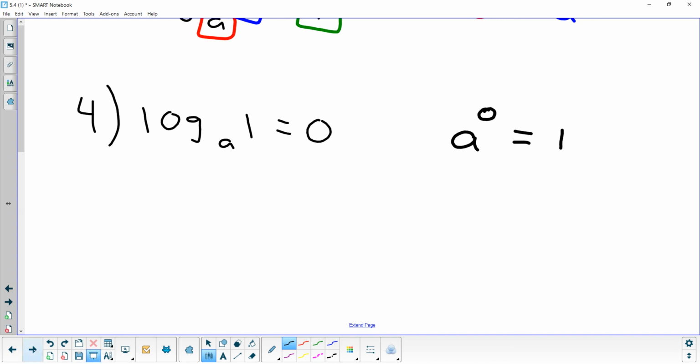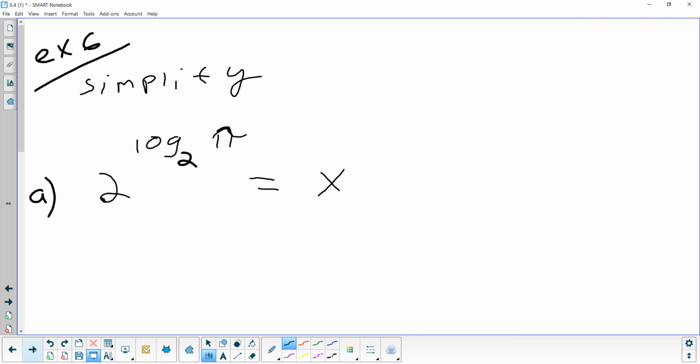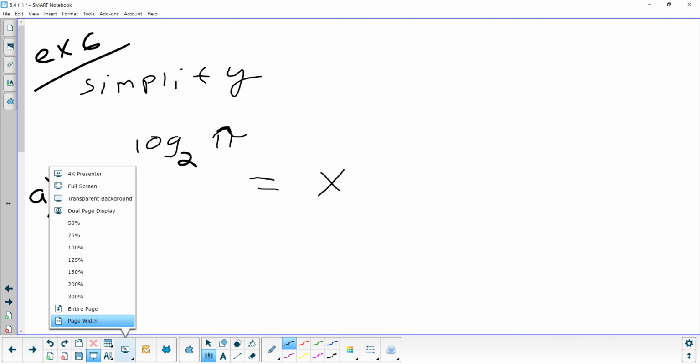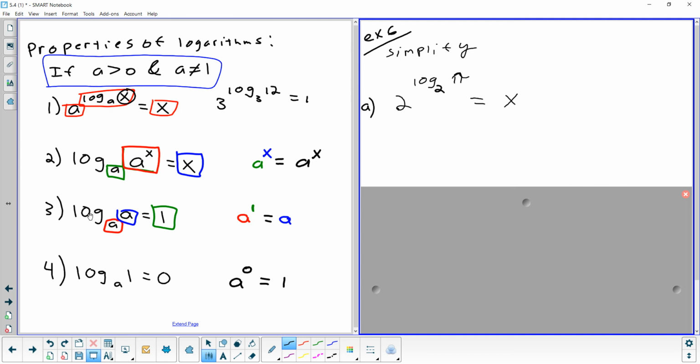All right, so let's try a few examples. This says simplify 2 to the log base 2 of pi, and they want you to tell what it's equal to. Which property does that one look like? 1, 2, 3, or 4? Yeah, that's property 1. So based on property 1, what would be the answer if you simplified that? Pi. The answer is whatever the argument is at the top, right there. Pi.